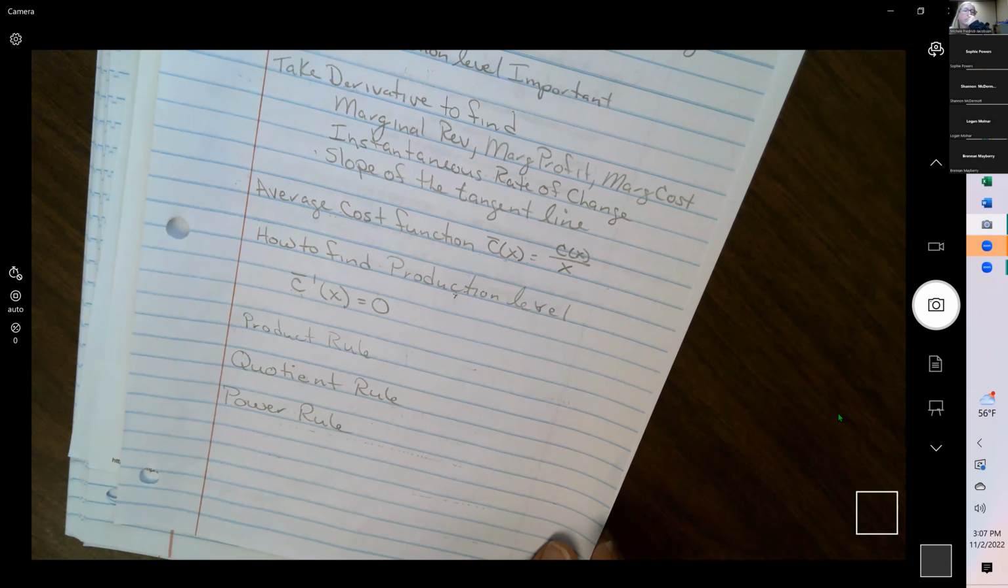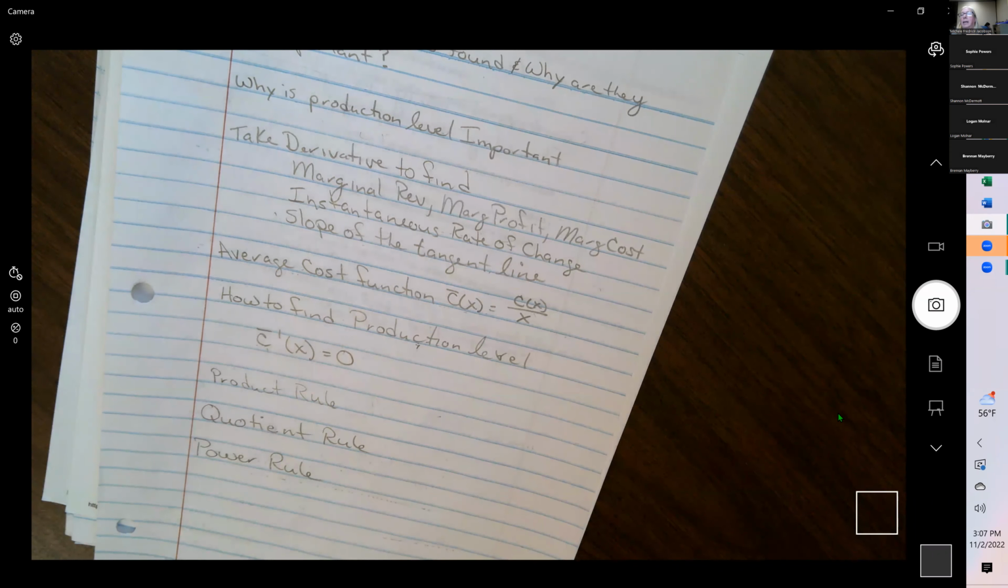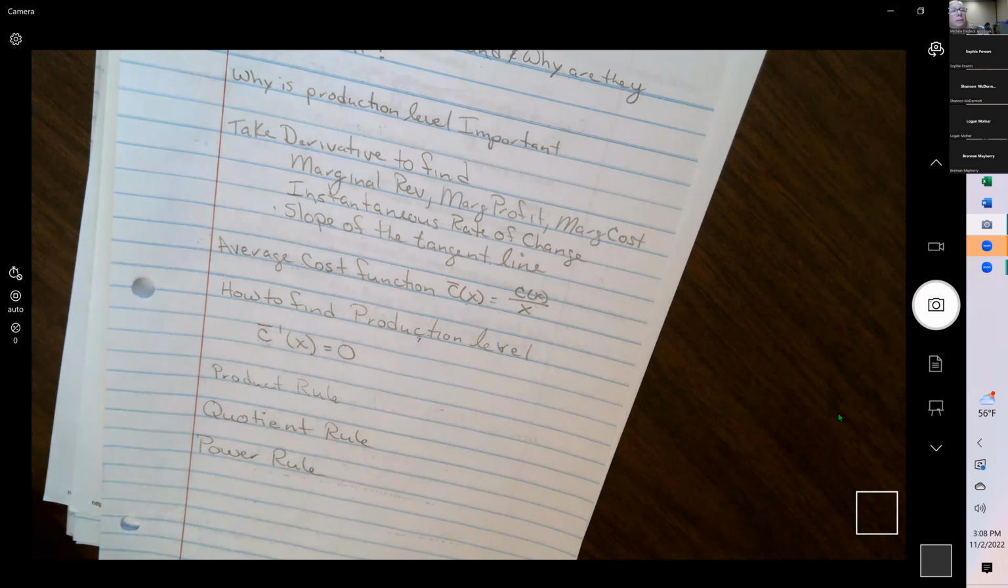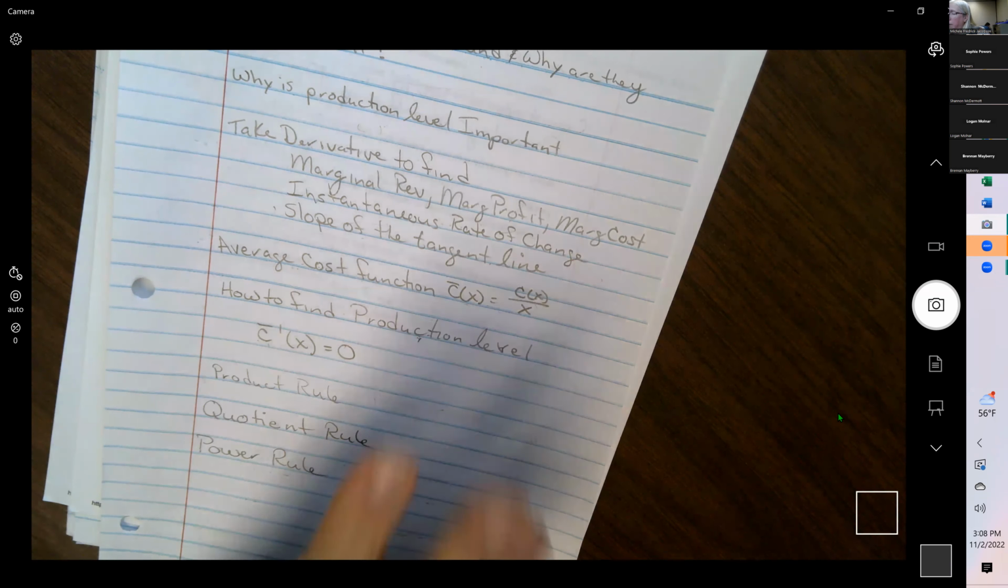You always take the derivative if it says marginal revenue, profit, or cost, instantaneous rate of change, slope of the tangent line, all those mean derivative. So if you get to the test and you're like, I don't know where to start, take the derivative. Other than where you have to find the average cost first, they all need the derivative. Any questions?